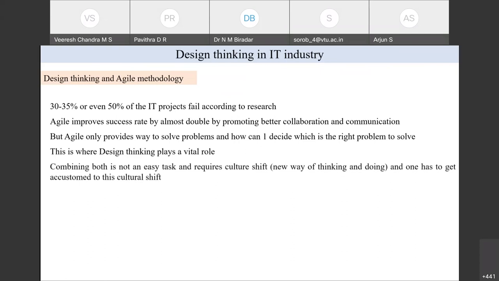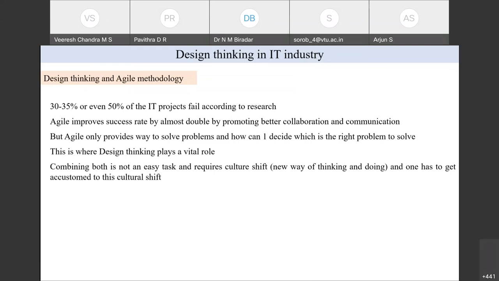So now people have adopted agile methodology, people have adopted design thinking. Yes, we are talking about it from morning, but is it very simple or easy to combine these two and just roll it out in the industry and say, you people work on the design thinking team, you people work on the agile team, you should work together collaboratively, communicatively? Is it really easy? Combining both design thinking and agile methodology is not at all an easy task. It requires a total culture shift. We are used to a different culture. From morning, we go there, we sit, we do the work conventionally. But now a culture shift has to happen.